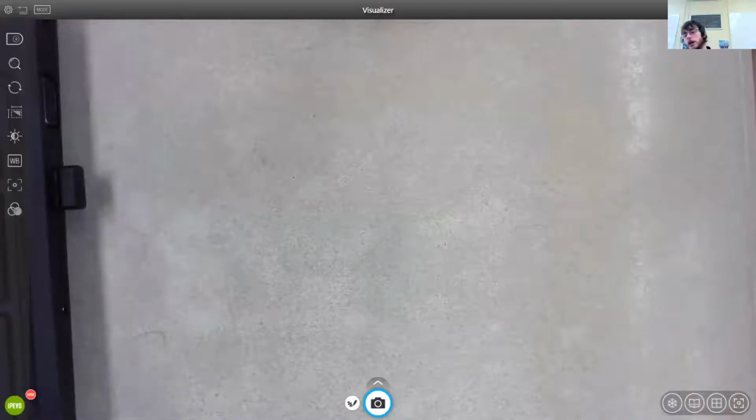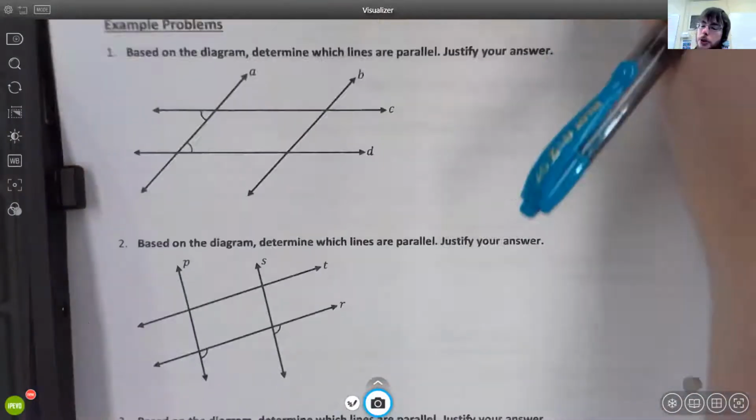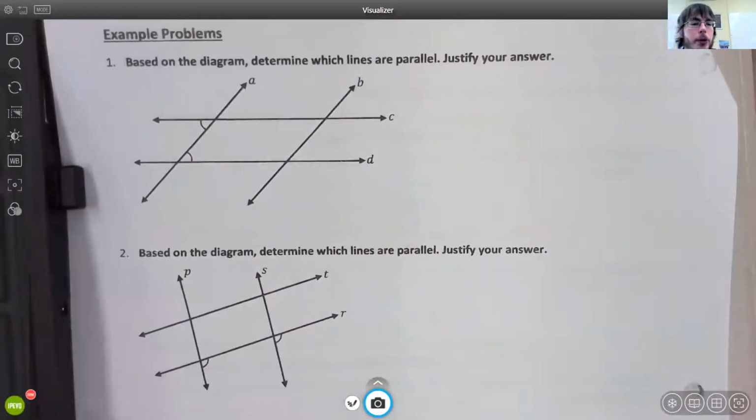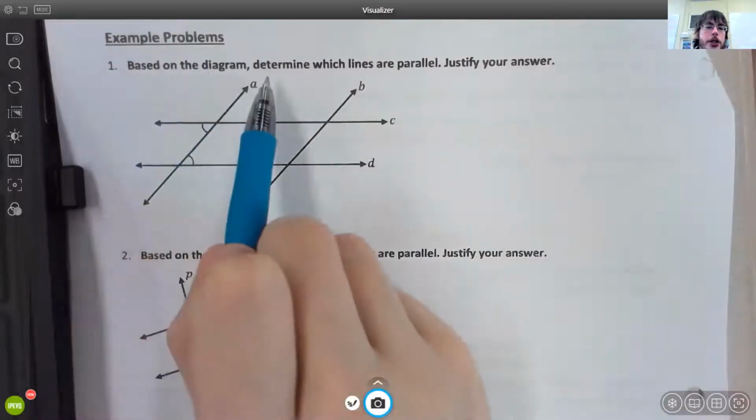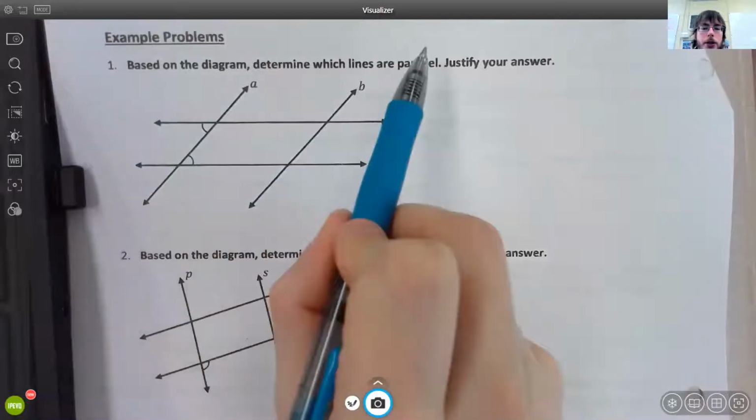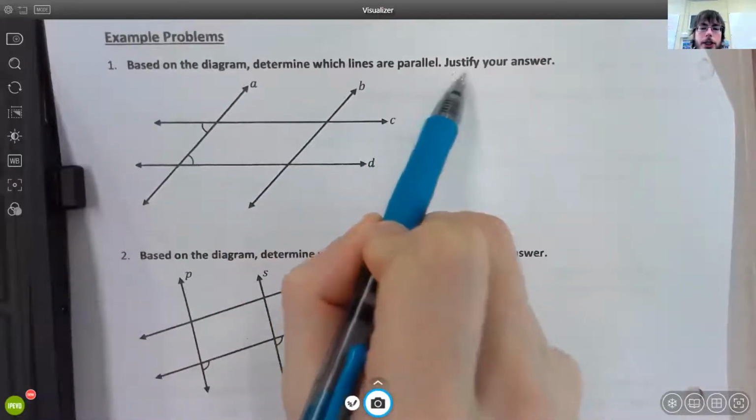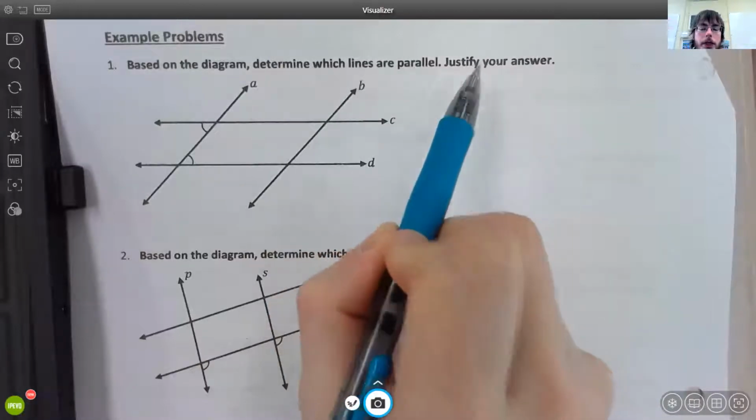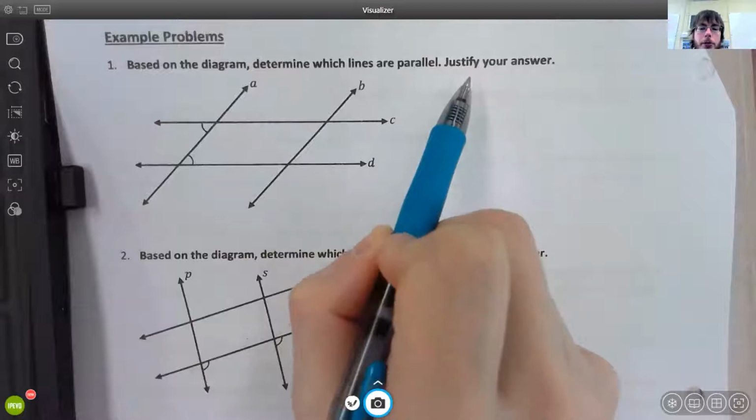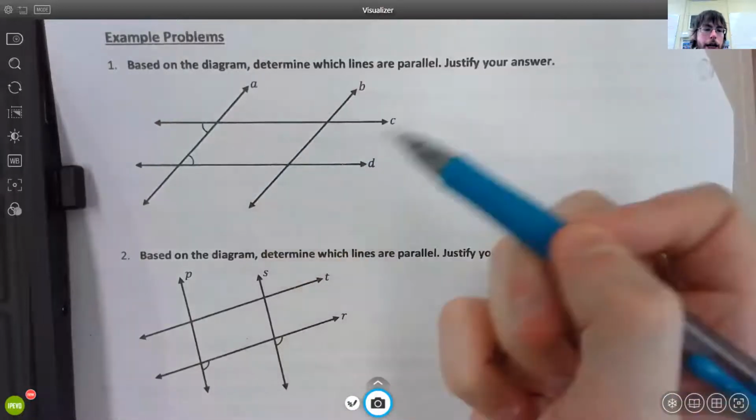We are going to look at 12 example problems. And you might be going, why are we looking at so many? I just want to make sure that everybody has a grasp on this. So number one, it says, based on the diagram, determine which lines are parallel. Justify your answer. When you see the words justify your answer, that means you are going to write your reason. You are going to write the theorem or postulate that you used. Okay? So let's look at our angles here.